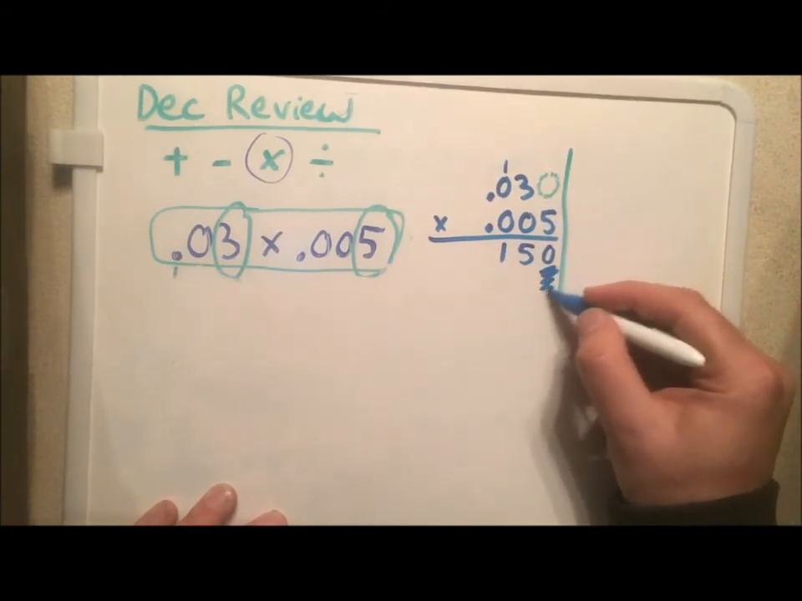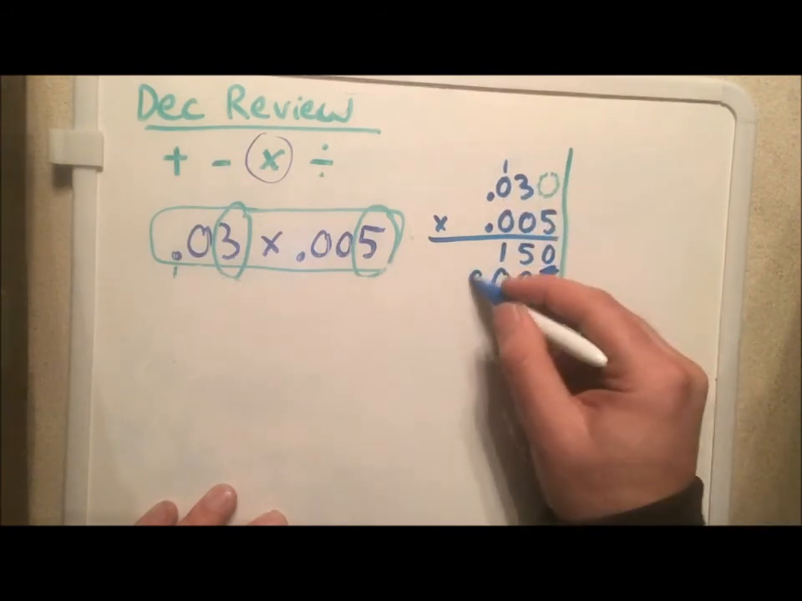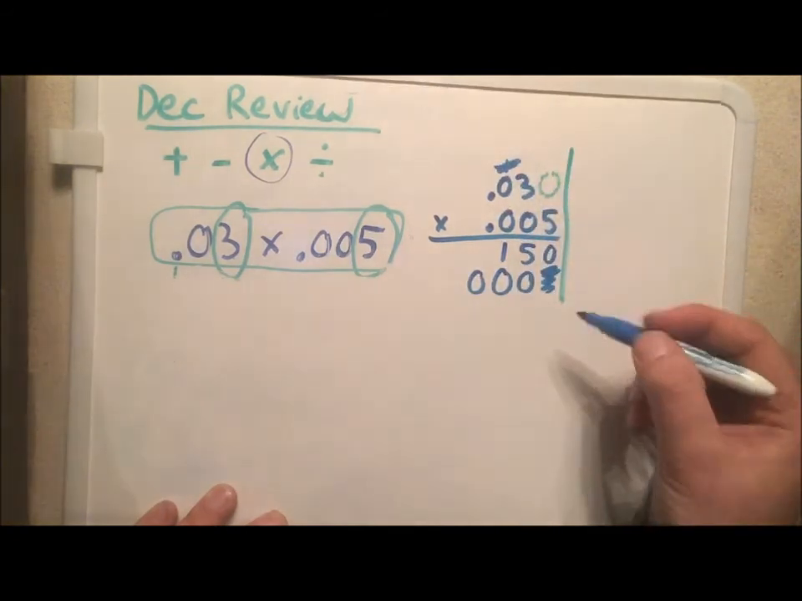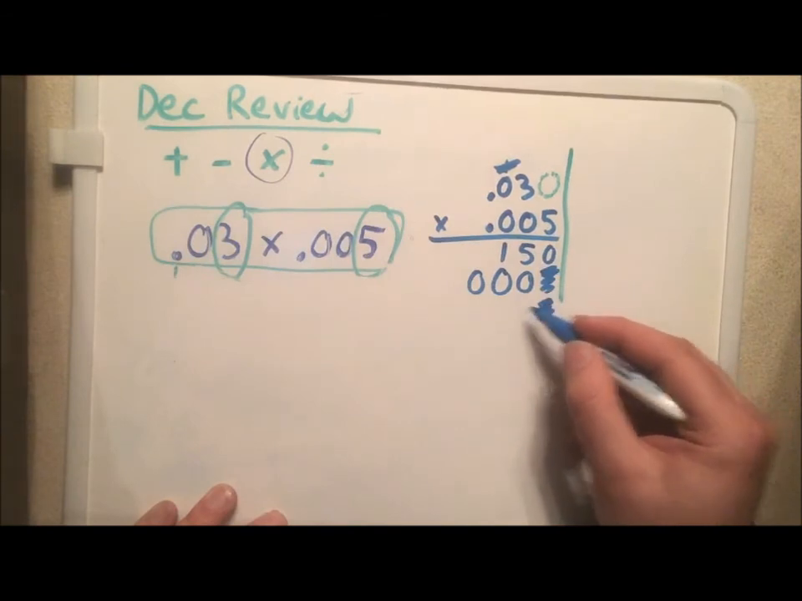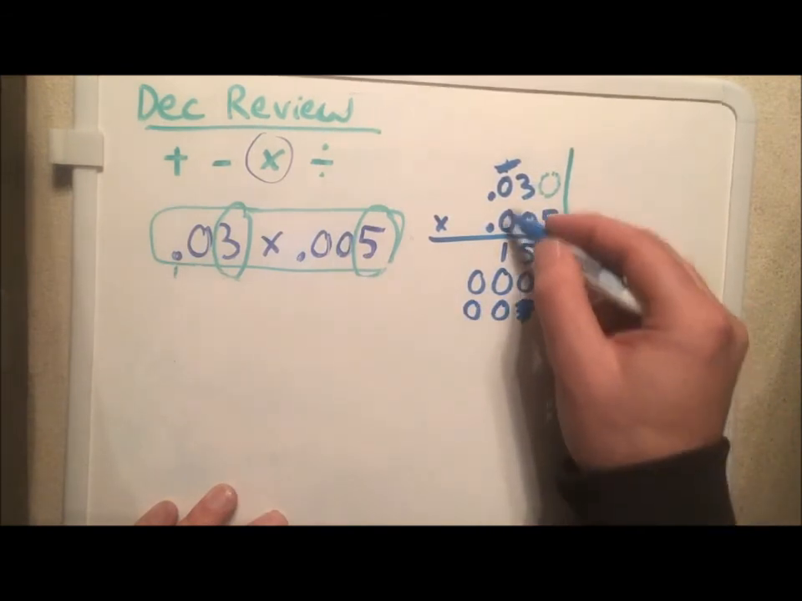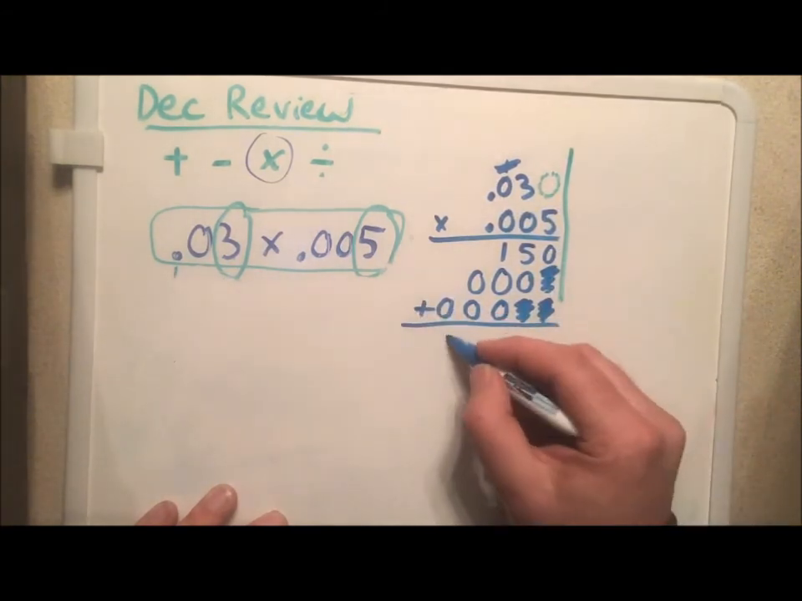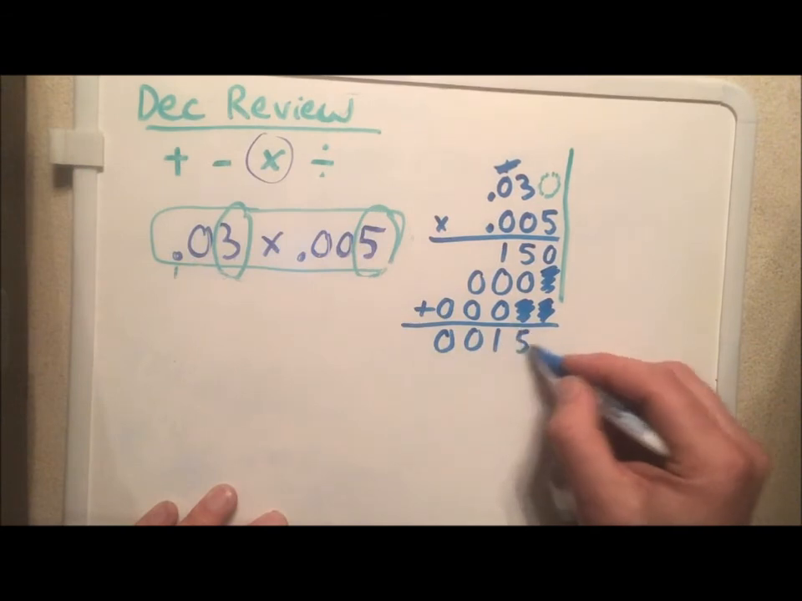Now we go to the next column. 0 times 0 is that. 0 times 3 is that. 0 times 0 is that. That guy's gone by now. And then we go to the next column, which is obviously going to be zeros. But we start here. 0. 0 times 3 is 0. 0 times 0 is 0. We add these together. 0, 0, 1, 5, 0.